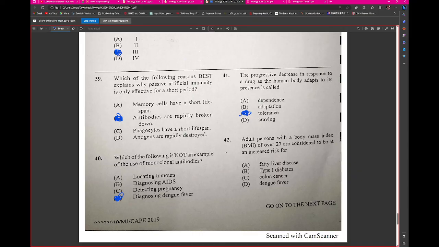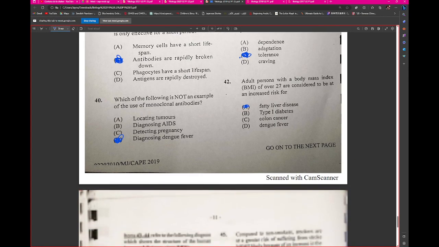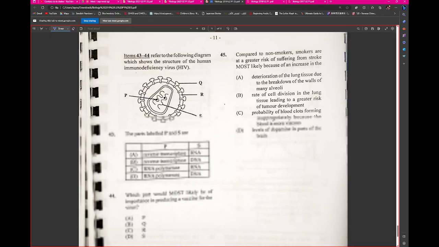Alright. They would be at an increased risk for type 2 diabetes, I believe. But not for type 1. So we're going with that. Right, here it's a retrovirus, so we're talking about reverse transcriptase and RNA. Right, which part would most likely be of importance in producing a vaccine for the virus? So which part would be important?